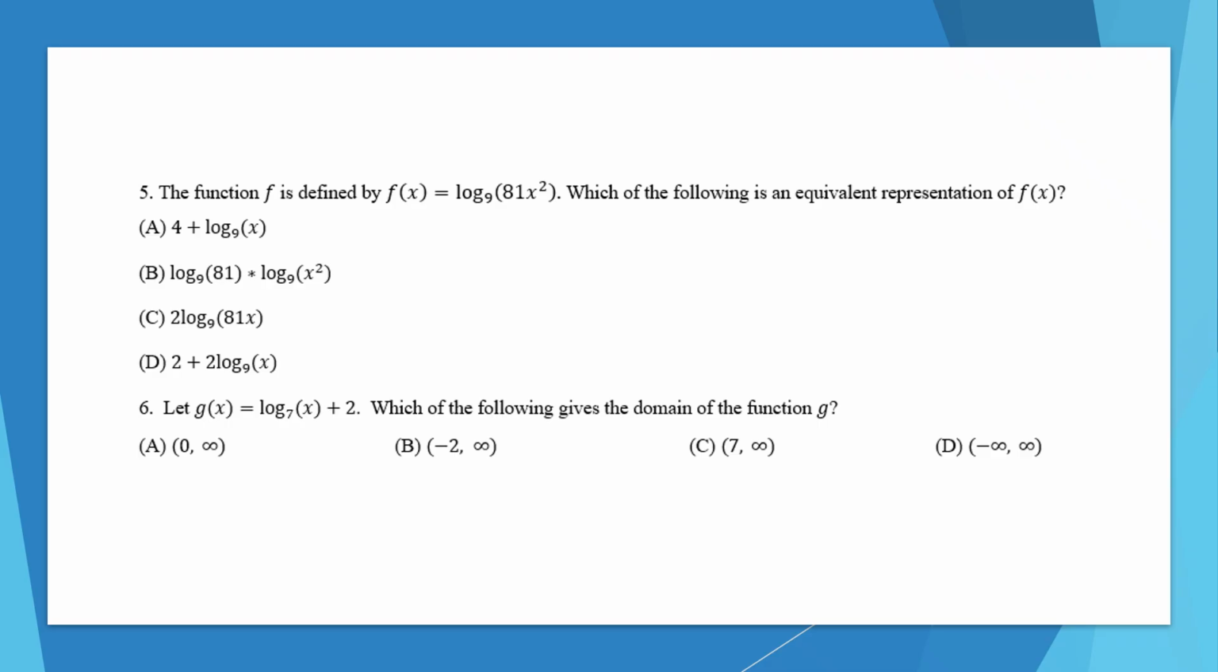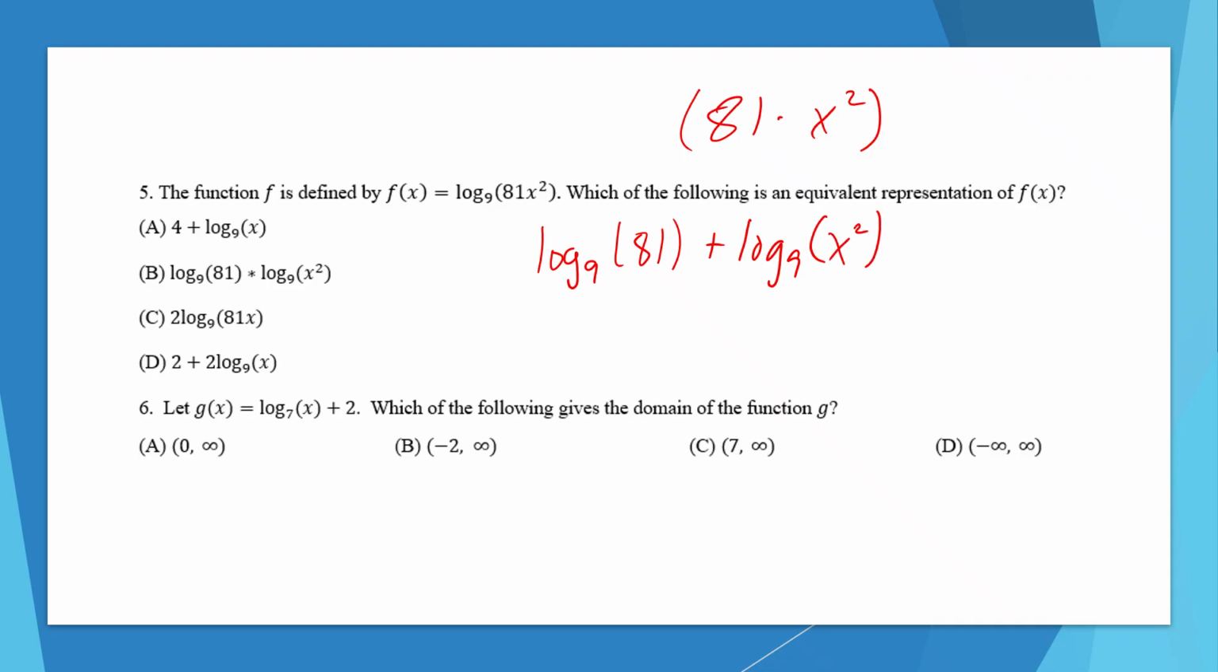Number 5, the function f is defined as log base 9 of 81x squared. Which of the following is an equivalent representation? So here I'm going to split this multiplication up, because this is 81 times x squared on the inside, into the addition of two logarithms. So I'm going to write this as log base 9 of 81 plus log base 9 of x squared. Once we have this, that doesn't match any of our answer choices, but log base 9 of 81 I can rewrite as just 2, plus log base 9 of x squared.